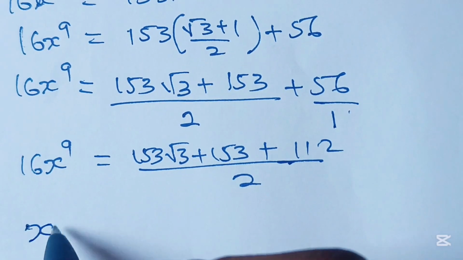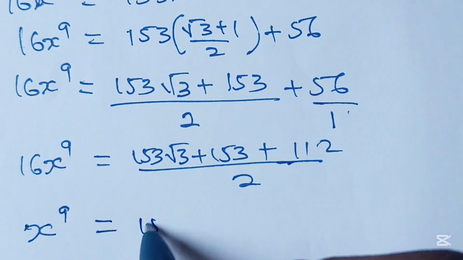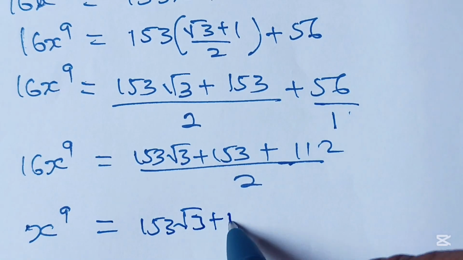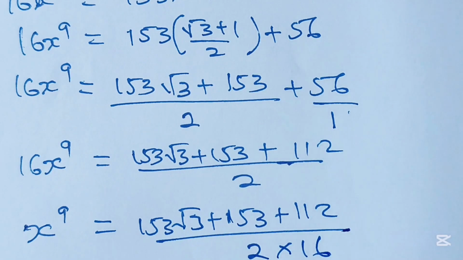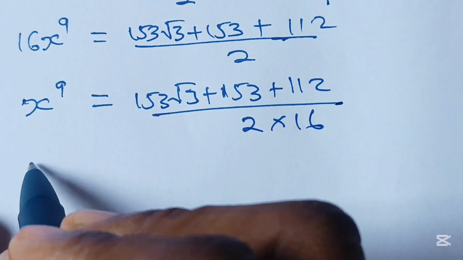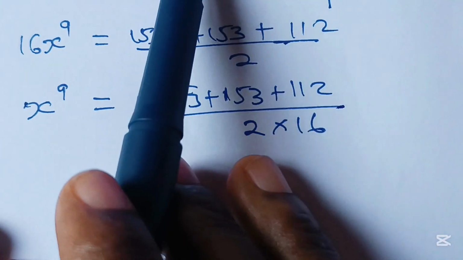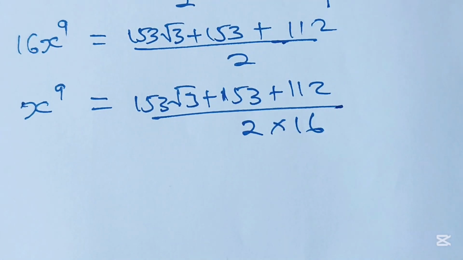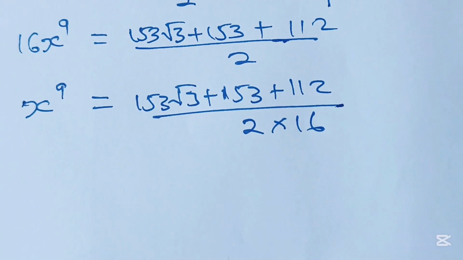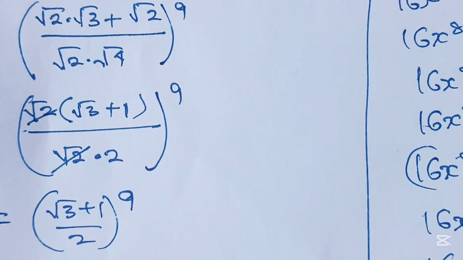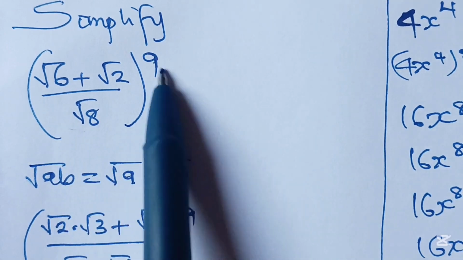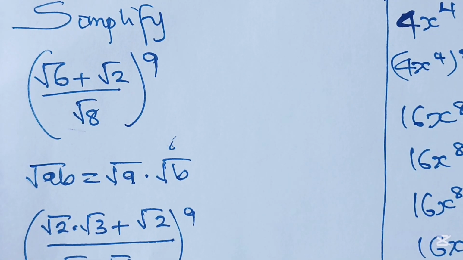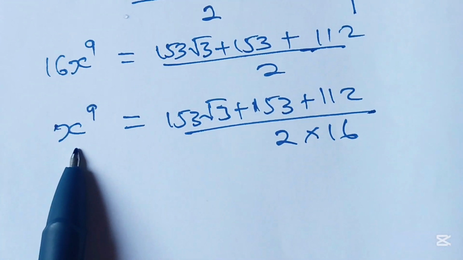So if we do that, we have x to the power of 9 is equal to 153 root 3 plus 153 plus 112 divided by 2 times 16, right? Yes. So x to the power of 9, remember that your x is what? We are going to put the real x now, not the simplified one. Now, why are we doing that? So that our answer brings in the question. Now, this is the main x that we simplified, and that is what I'm going to use to replace this x right now.